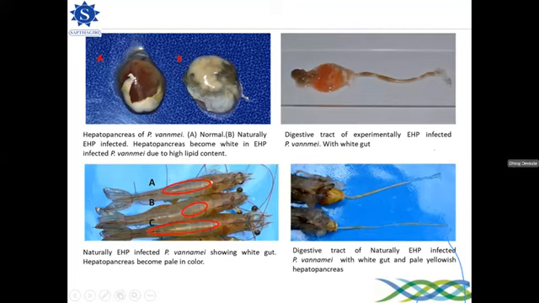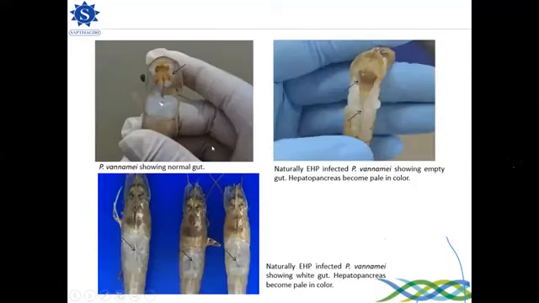This picture shows the starting of white gut, because it is not in the complete gut, it's starting there, but you can see the discoloration of the hepatopancreas. So at field level, when we are observing the animals for EHP, you can see in this portion where the intestine as well as the hepatopancreas meets. If you find any discoloration, not in the outer layer but inside, that may be the indicator. You have to see there.